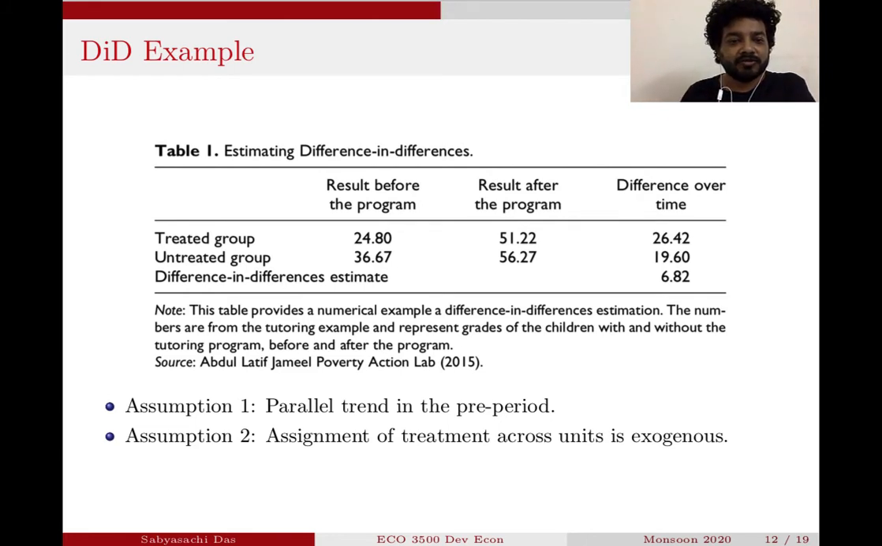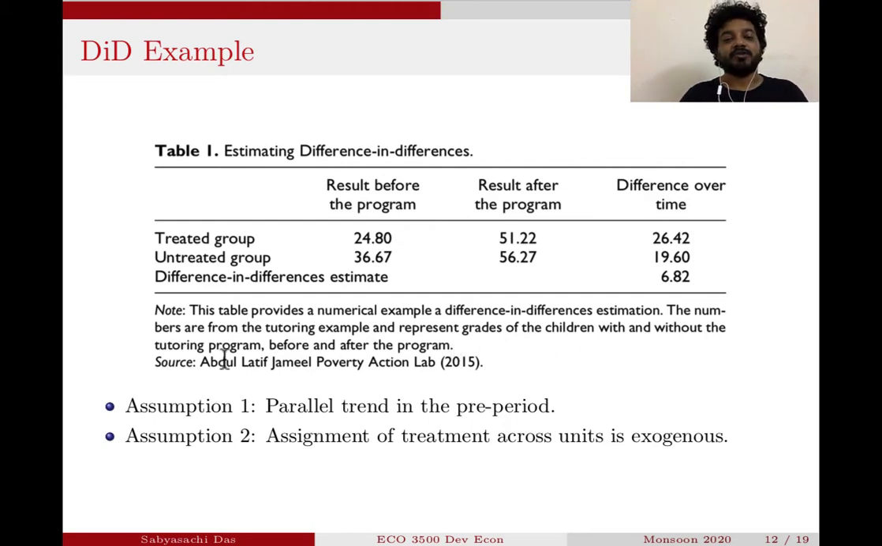So this is from a particular intervention that was implemented by the Poverty Action Lab in MIT. You can read about this example in the Pomeranz paper. They are looking at some program intervention, and their outcome variable is grades of the children. And what is the intervention that they are looking at?